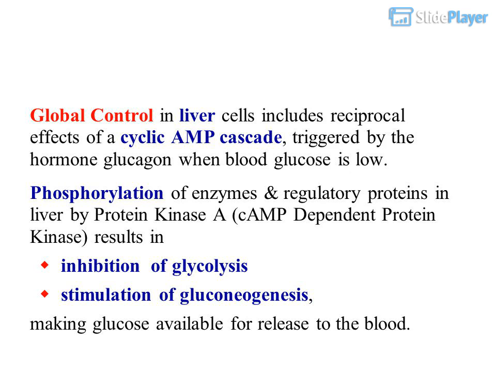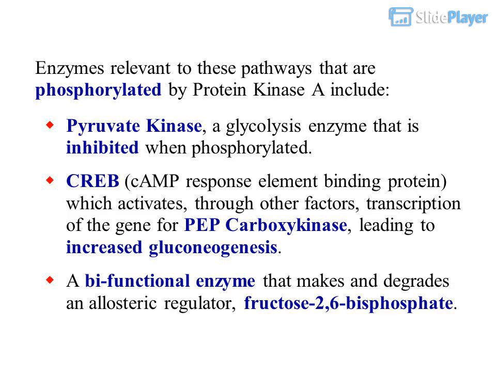Global control in liver cells includes reciprocal effects of a cyclic AMP cascade, triggered by the hormone glucagon when blood glucose is low. Phosphorylation of enzymes and regulatory proteins in liver by protein kinase A, cAMP-dependent protein kinase, results in inhibition of glycolysis and stimulation of gluconeogenesis, making glucose available for release to the blood.